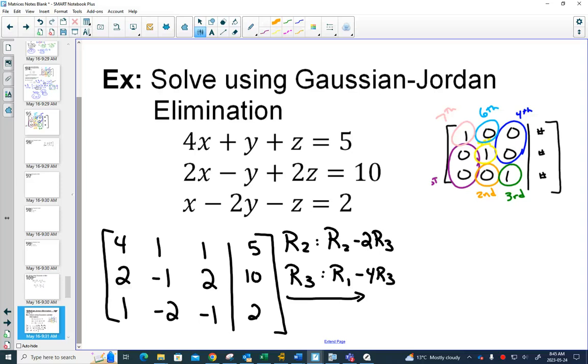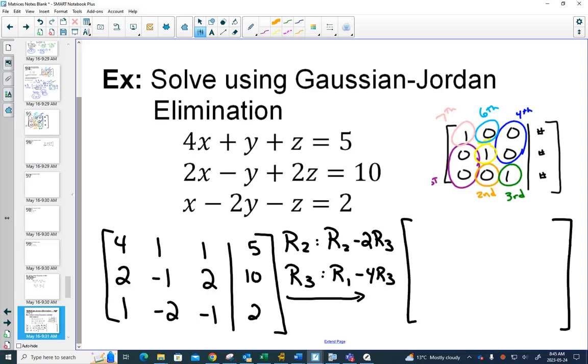So let's just review row 2 here. If I took row 2 and subtracted 2 row 3s, can you see that row 2 minus 2 row 3s will make a 0? And that's our goal for that one. Row 3, I could take row 1 minus 4 row 3s, and that will make that a 0.